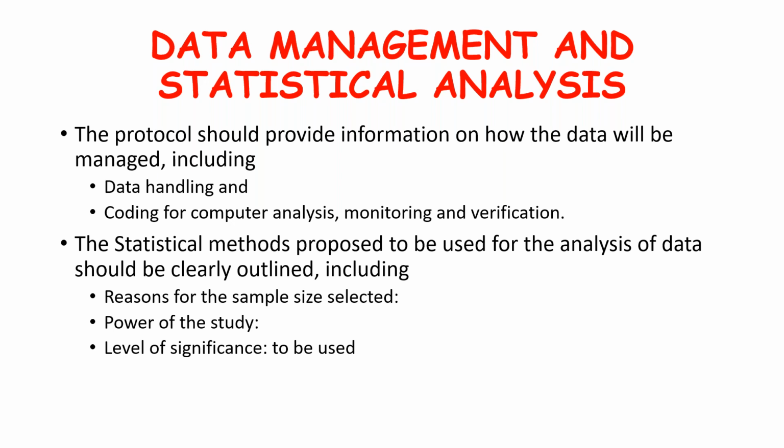And then here again, if you have not mentioned the reason for the sample size selected, you can use it here. And what is the power of the study and what level of significance is the p value. Usually we consider a p value less than 0.05 to be statistically significant. So that is what is commonly used.